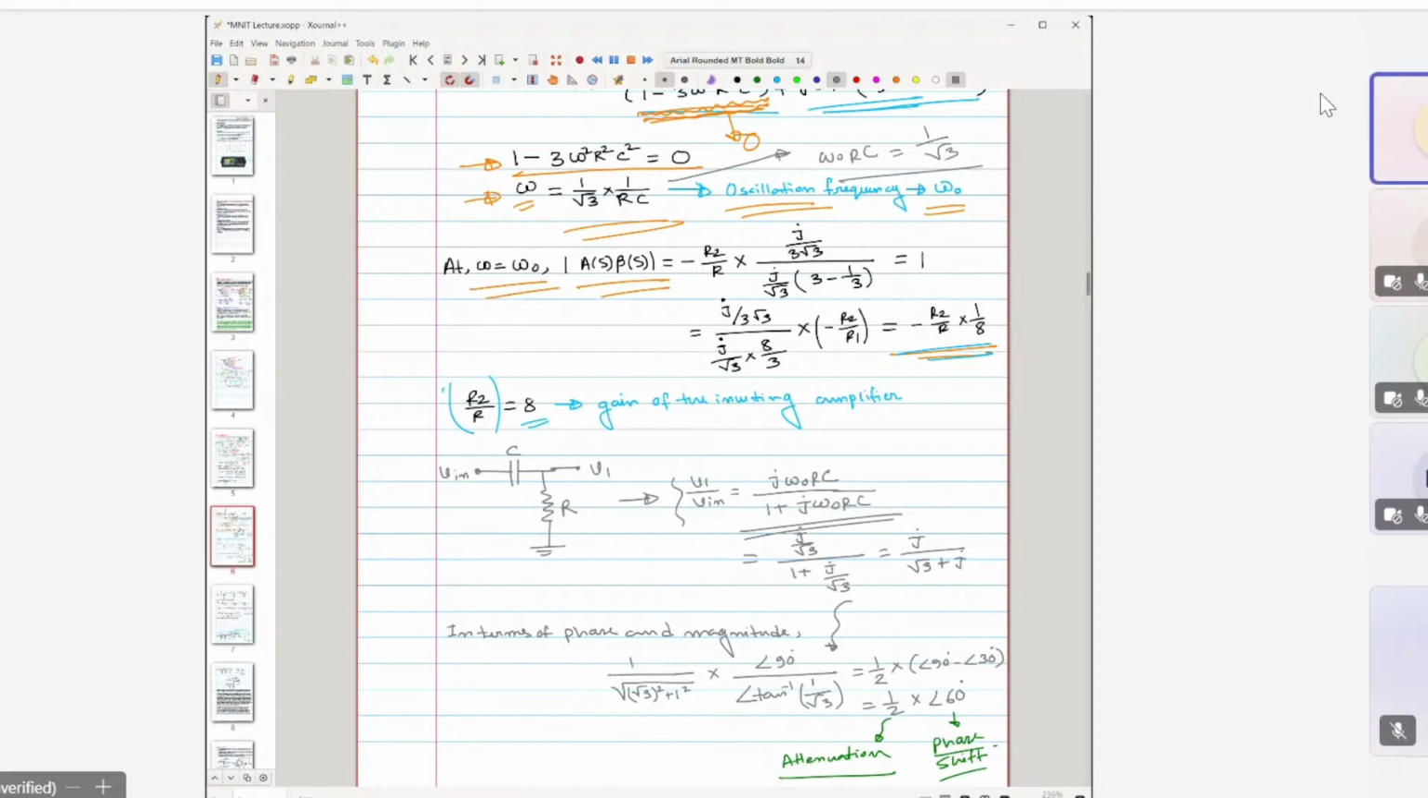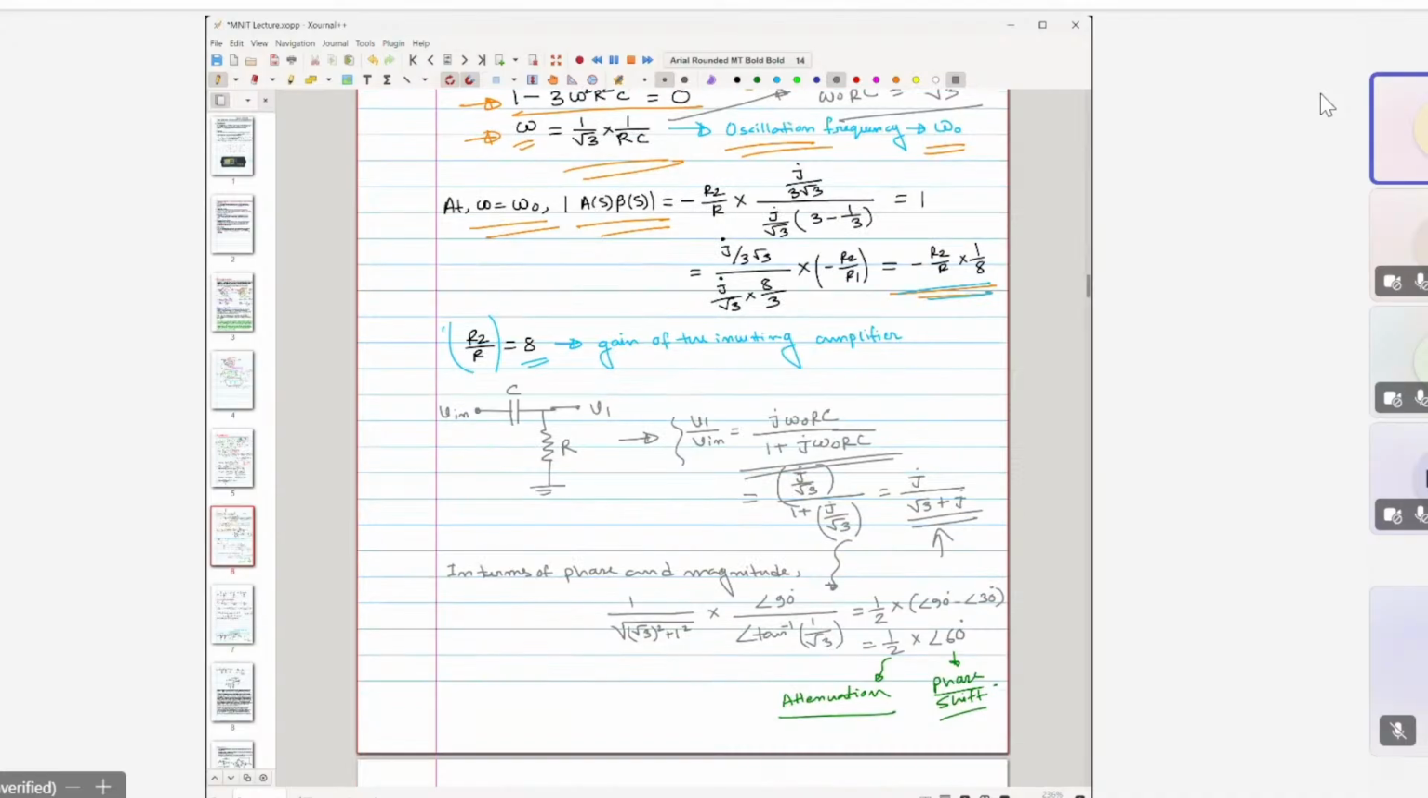Then substitute this omega naught RC is equal to 1 by root 3. So when you substitute it, you get an expression something like this. Again, you can see both real and imaginary parts are there. That is expected because it is a simple RC network. So in this simple RC network, you have already this expression.